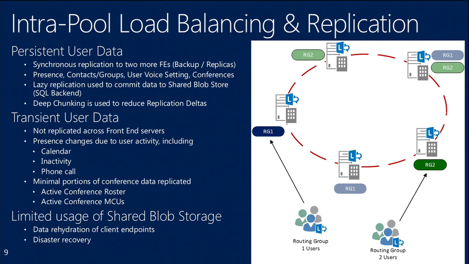If we look a little deeper inside of this, I talked about the 2 types of data, right? There's both persistent data and transient data. So persistent data would be things that we want to back up or ensure are stored on that SQL database so that in the case of a total front-end loss, we have that data set available. That's going to be things such as the person's contact list, their call forwarding settings, any conferences that they schedule, for example.